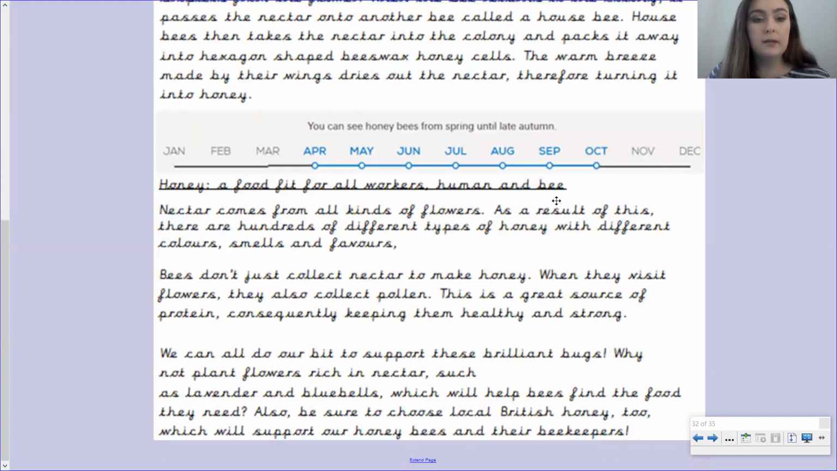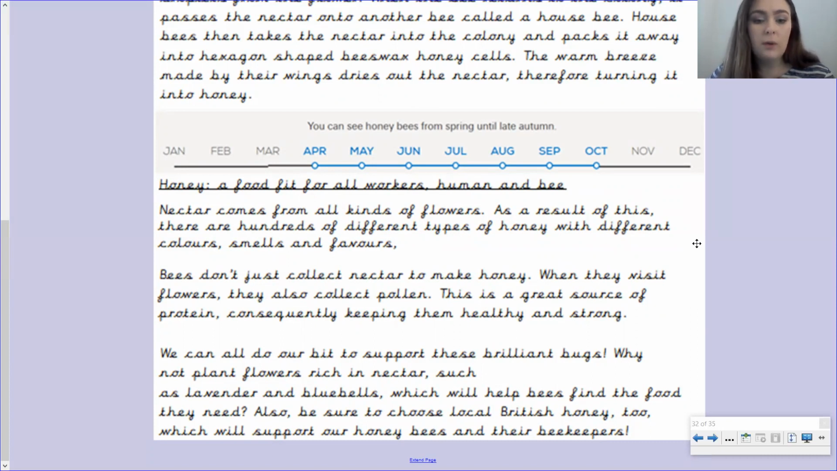New subheading: Honey, a food fit for all workers, human and bee. Nectar comes from all kinds of flowers. As a result of this, there are hundreds of different types of honey with different colors, smells, and flavors. Bees don't just collect nectar to make honey. When they visit flowers, they also collect pollen. This is a great source of protein, consequently keeping them healthy and strong.